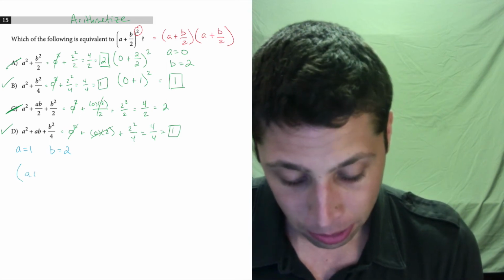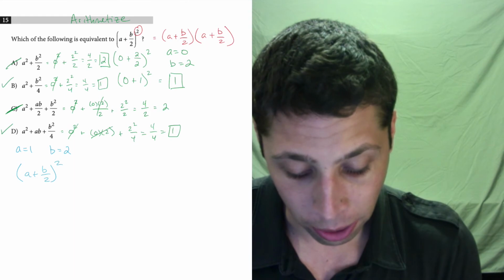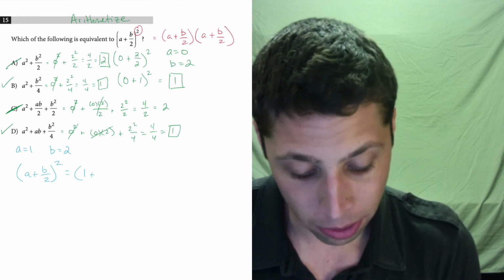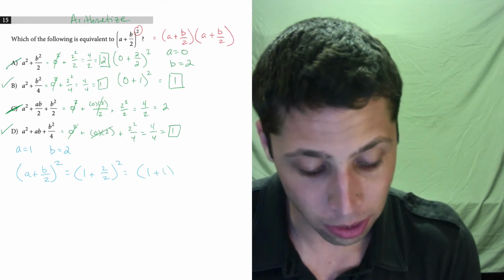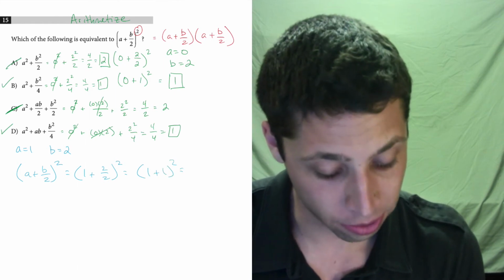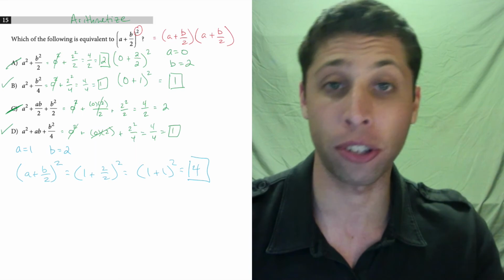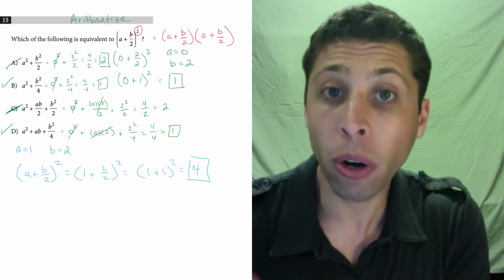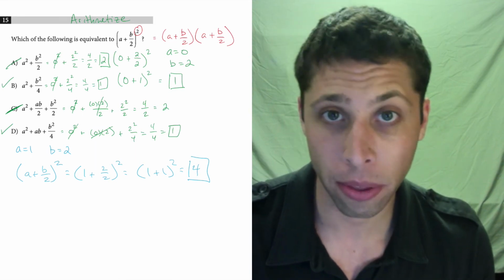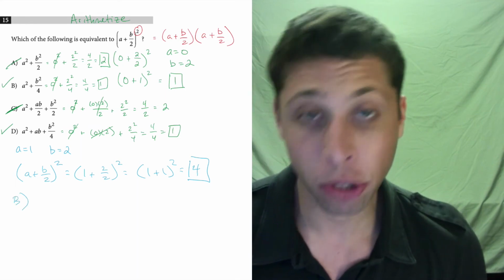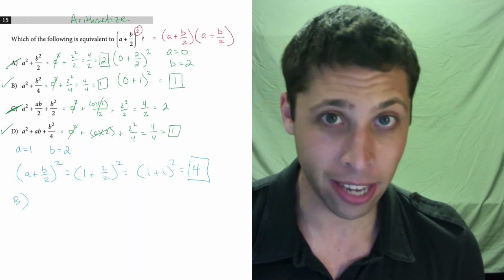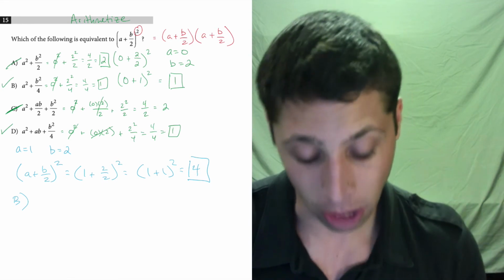So a plus b over 2 squared is going to be 1 plus 2 over 2 squared. That's 1 plus 1 squared. 2 squared is 4. So now I have a new magic number because I chose new numbers to arithmetize with. Now I only need to try choices B and D because I've eliminated A and C already. They're done. They're gone.